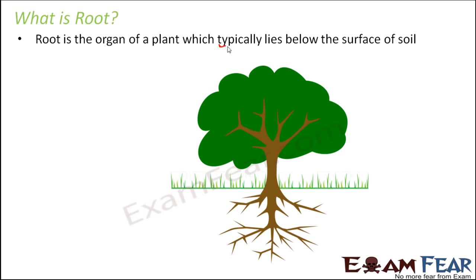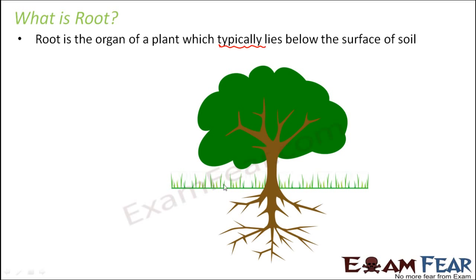Now please note this word typically here. It is not that it always lies below the surface of soil, but typically it lies below the soil because in most of the cases it lies below the soil. Since it happens in the majority of the cases, we assume that root is that organ which will be below the soil, because it is only in some special cases where it doesn't lie below the surface of soil. So that is root in simple terms.